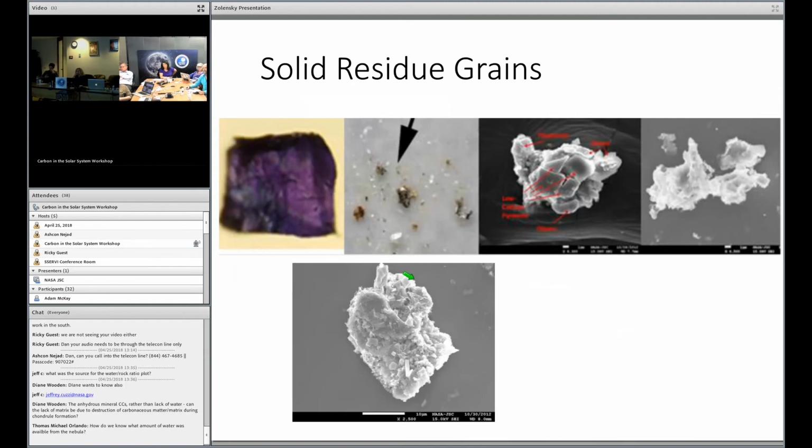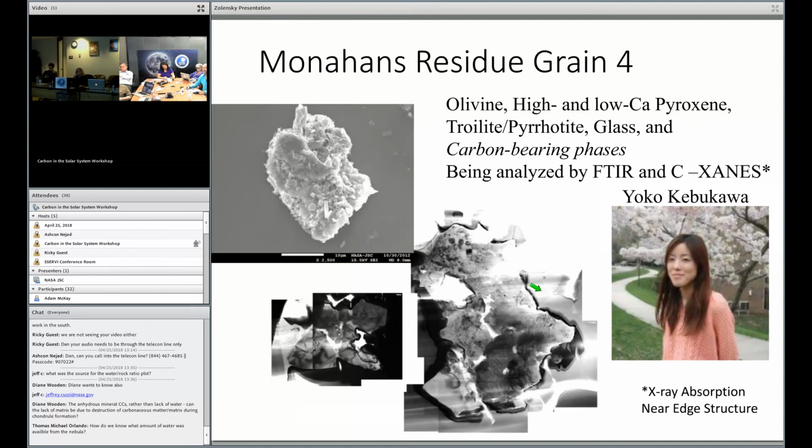So Mark dissolved one of these, I think Monahan's halite grains here, about a millimeter-sized grain, and got all these little occlusions out. The biggest one's about 300 microns in size. Each of these is about the size of a micrometeorite or a large IDP, and they're all quite different. So it's gradual work to figure out what these are.